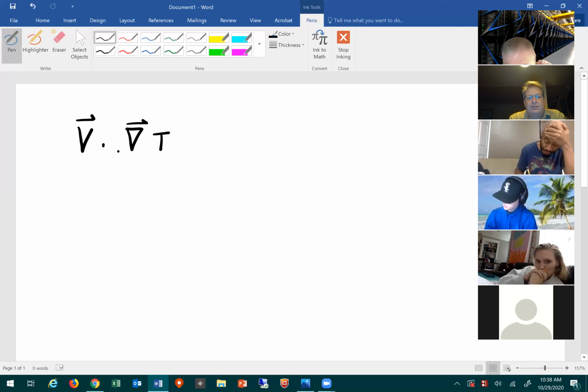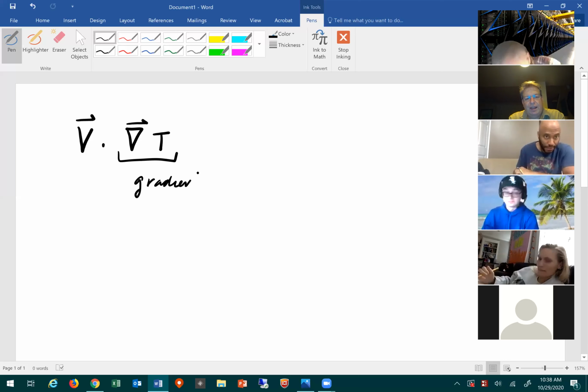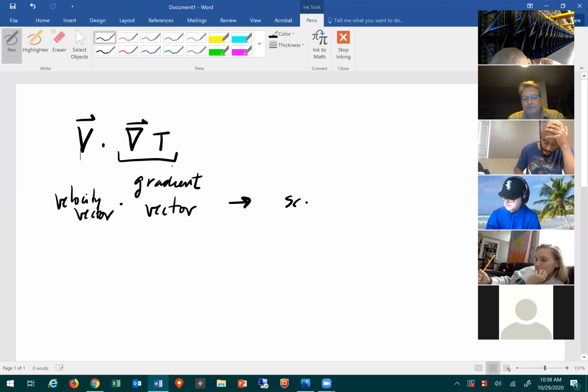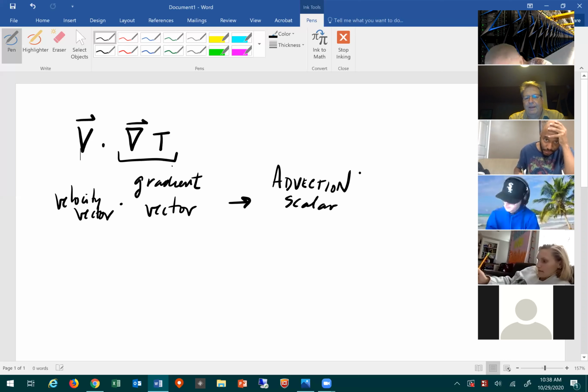So what is this now? This is a gradient, and a gradient is a vector. If I take the velocity vector dotted with a gradient vector, what do I get? I get a scalar. You know what you call velocity dotted with the gradient? Advection.